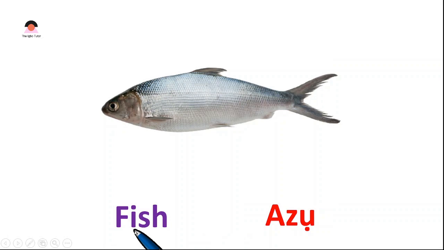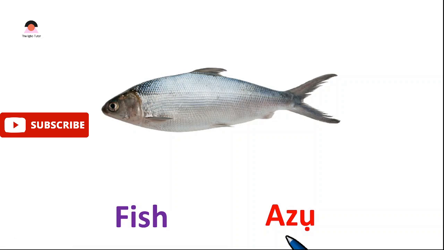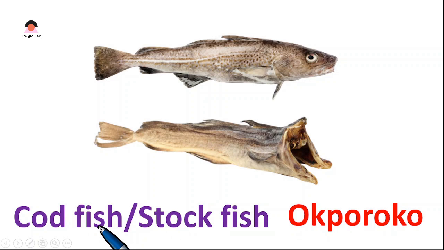Fish. Generally, we call fish azo. Of course, you know there are different types of fish which are too numerous to classify and mention in this single video. But we'll look at just one that is popular to Igbo people. We call it codfish or stockfish. Codfish, when it is fresh like this, is codfish. But when it's dried, it becomes stockfish. In that case, we call it oporoko. That is our stockfish or codfish.